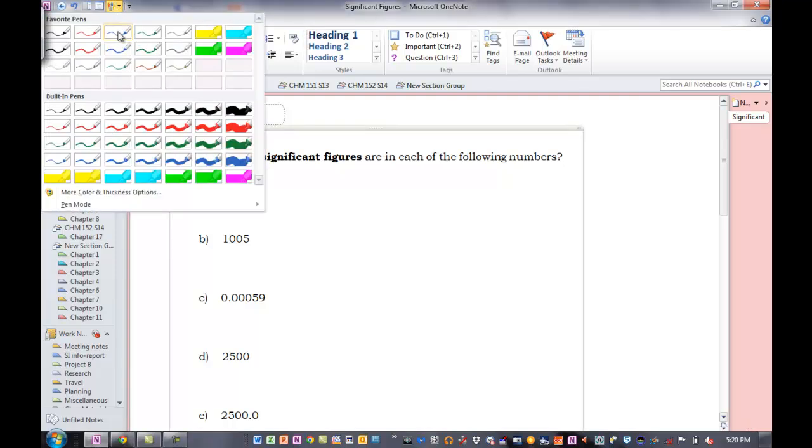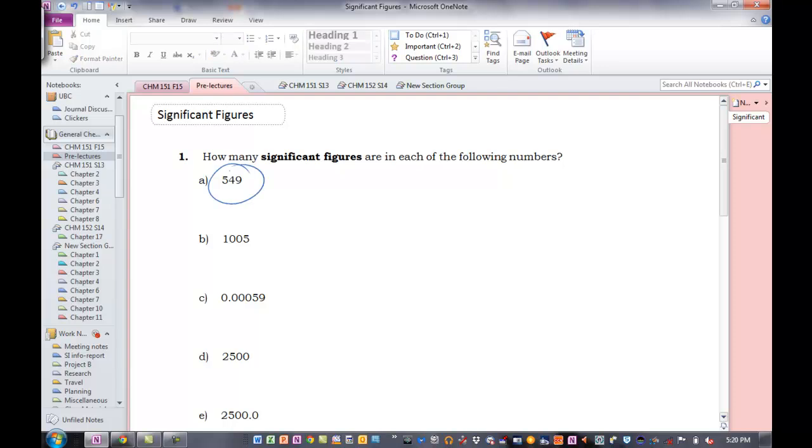So let's look at this first number we have here, 549. All non-zero digits are always significant. Okay, so this would have three significant figures. That simple: the 5, the 4, and the 9. So all non-zero digits. All right, pretty simple.